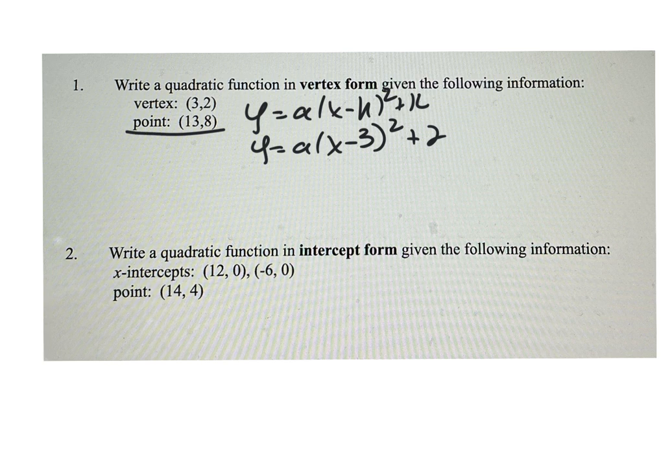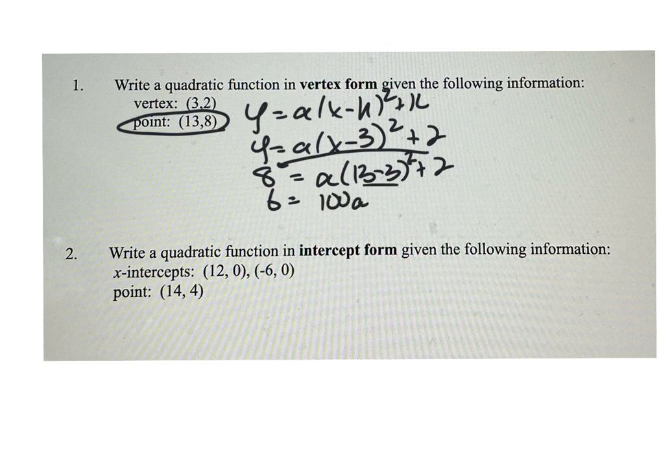Now to find your a, you always use this point to find your a. So I'm going to put the 8 in for the y. I'm putting the 13 in for the x. I'm about to do two things at once here. I'm moving that 2 over there, make that a 6. 13 minus 3 inside that parentheses is 10. 10 squared is 100. That's 100a. So if I divide, I get 6 over 100, which is really reduced, is 3 over 50.